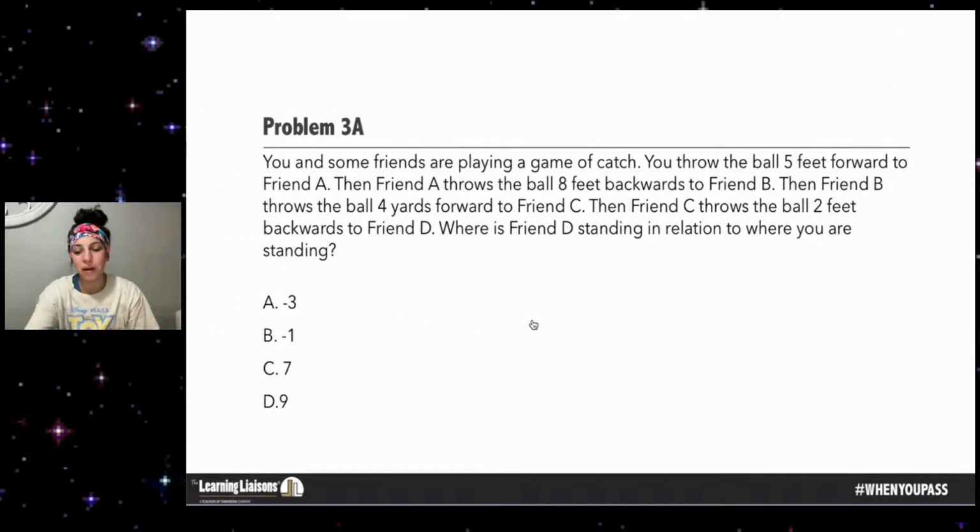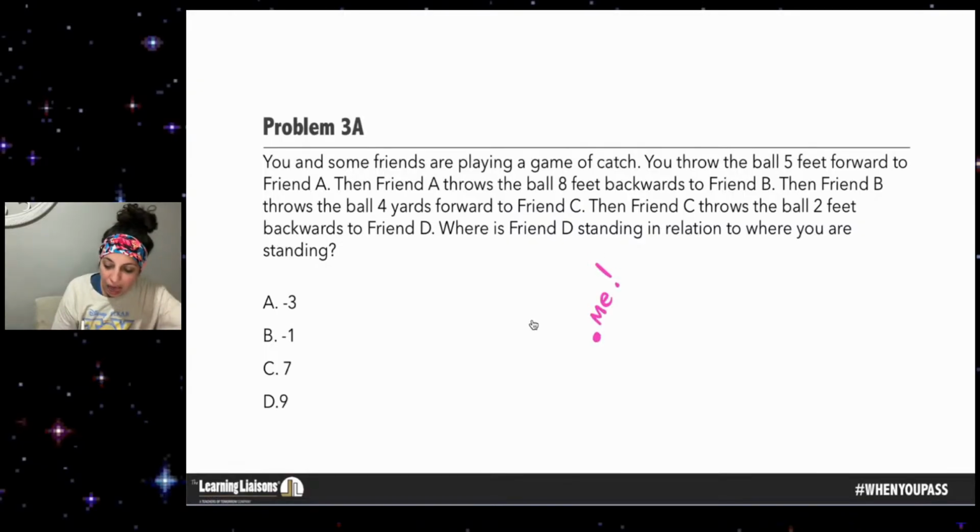All right, this is a fun one. So this is totally a problem that could show up on any of y'all's tests because it sounds complicated, but it's really just interpretation of a word problem. So we're playing catch. You throw the ball 5 feet forward to friend A. So let's call this me. I throw the ball 5 feet forward to friend A.